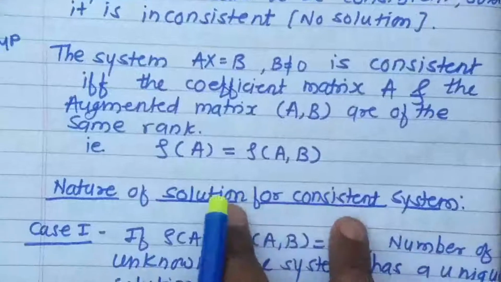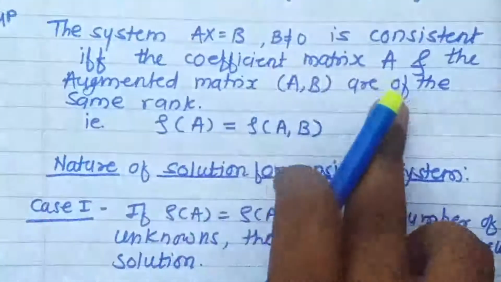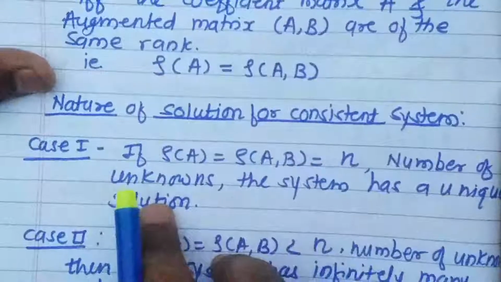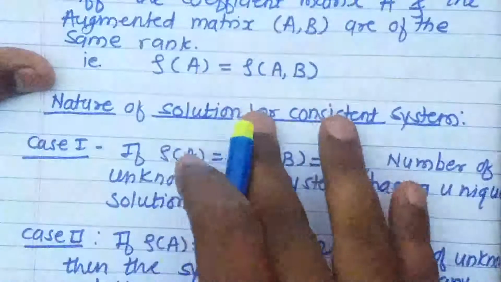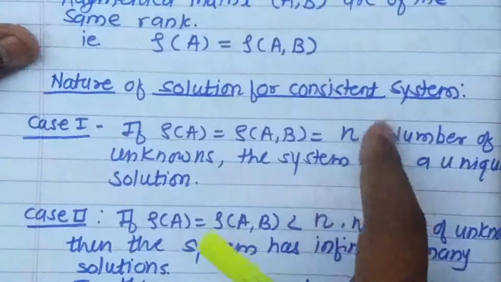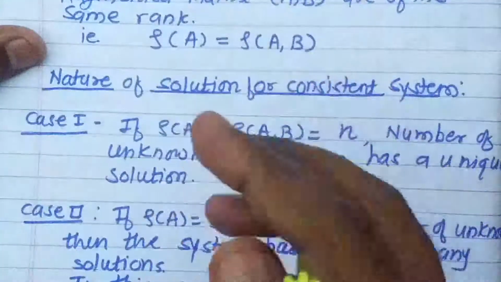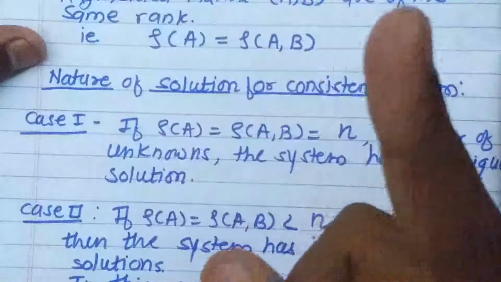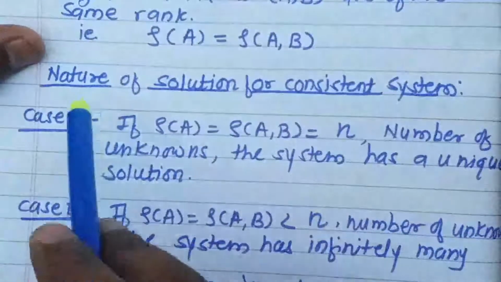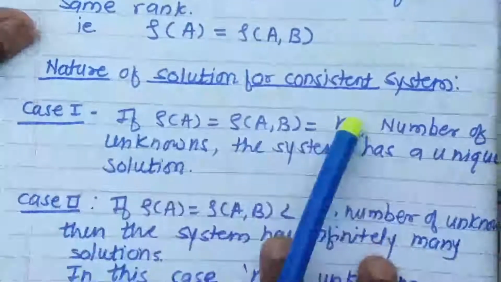consistent system. Now when the system is consistent, we are going to discuss the nature of the solution for a consistent system. Whenever you conclude that the system is consistent, what type of solution will there be, whether a unique solution or infinitely many solutions, meaning one solution or more than one solution, we decide from these two cases.